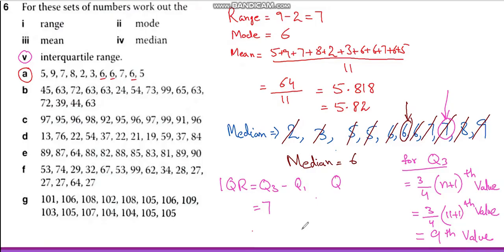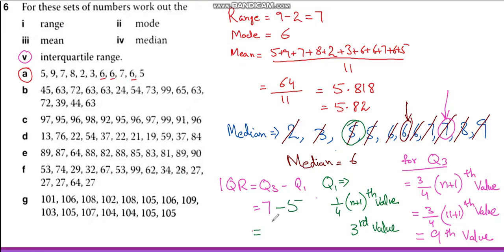Now we will work out Q1. For Q1, we will use this formula, that is 1/4 of n plus 1, which will be the position of Q1. So if we again substitute n as 11, 11 plus 1 is 12, and 1/4 of 12 is 3, which means the third value is the position of Q1. So at the third position, 5 is existing. So Q1 is 5. So the IQR will be 7 take away 5, which is 2.